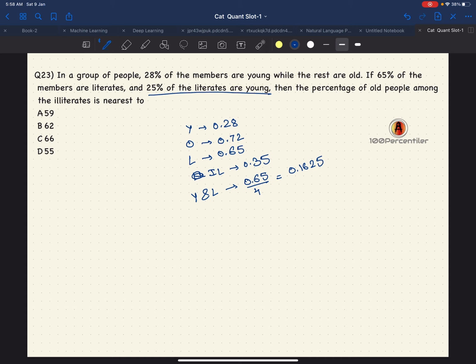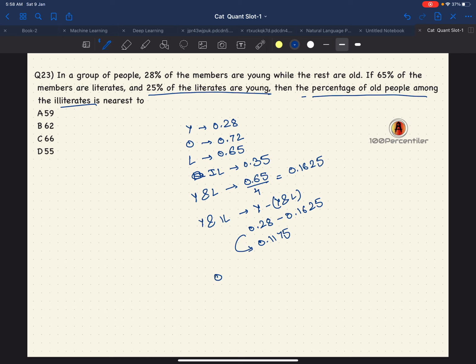Therefore, now the percentage of old people among the illiterates is what we have to find. So if we know young and literates is 0.1625, then young and illiterates would be young minus young and literates. So this is 0.28 minus 0.1625. So this will become 0.1175.